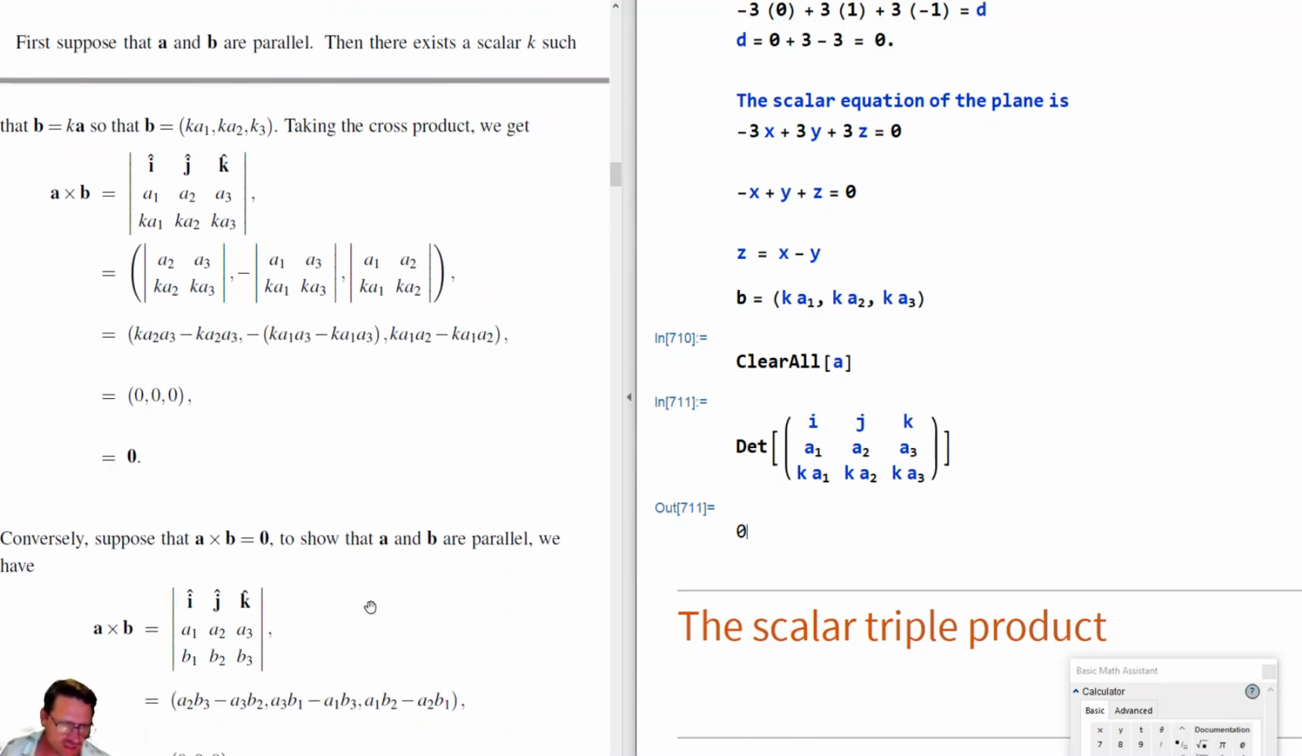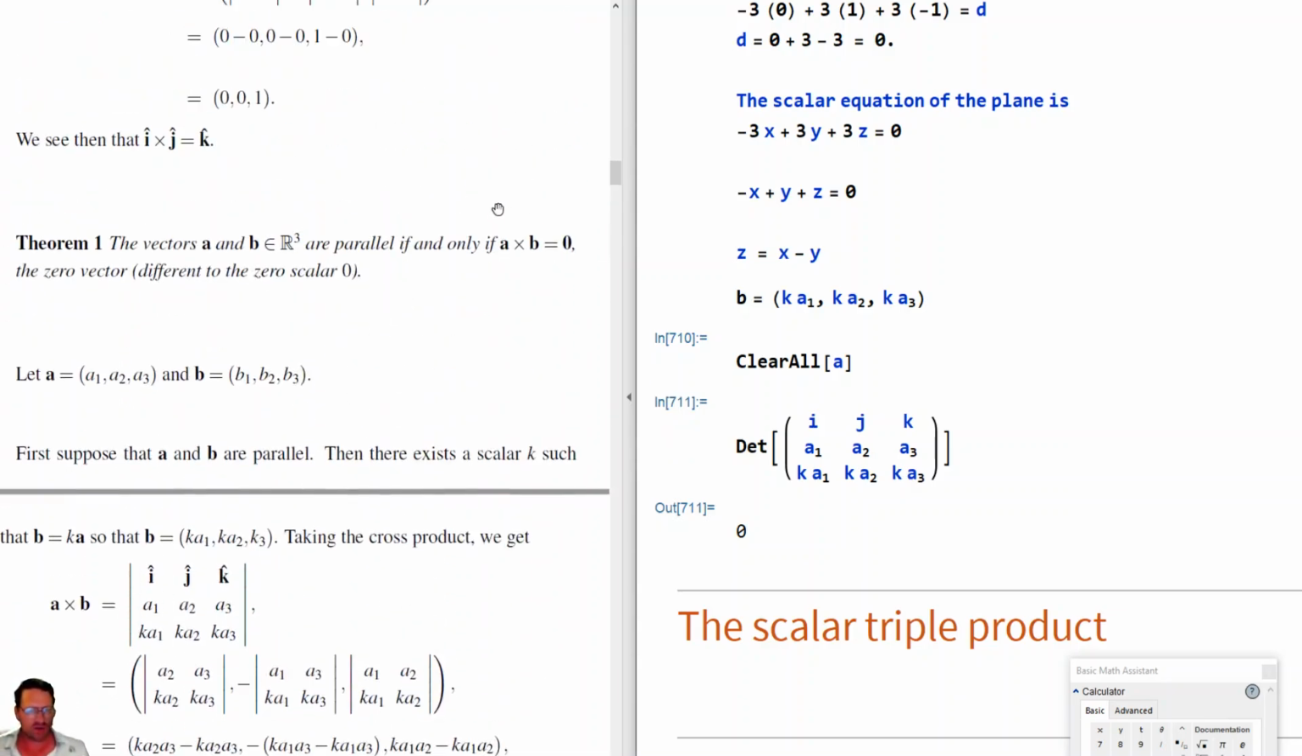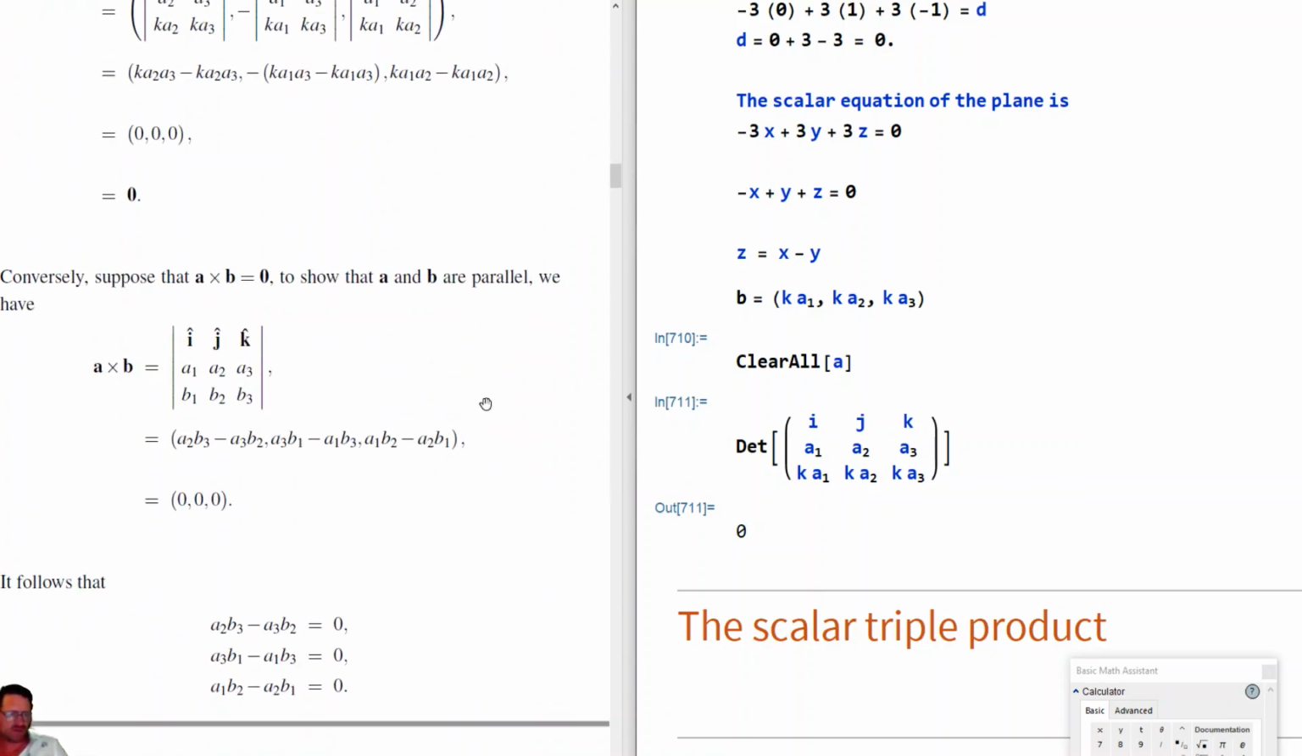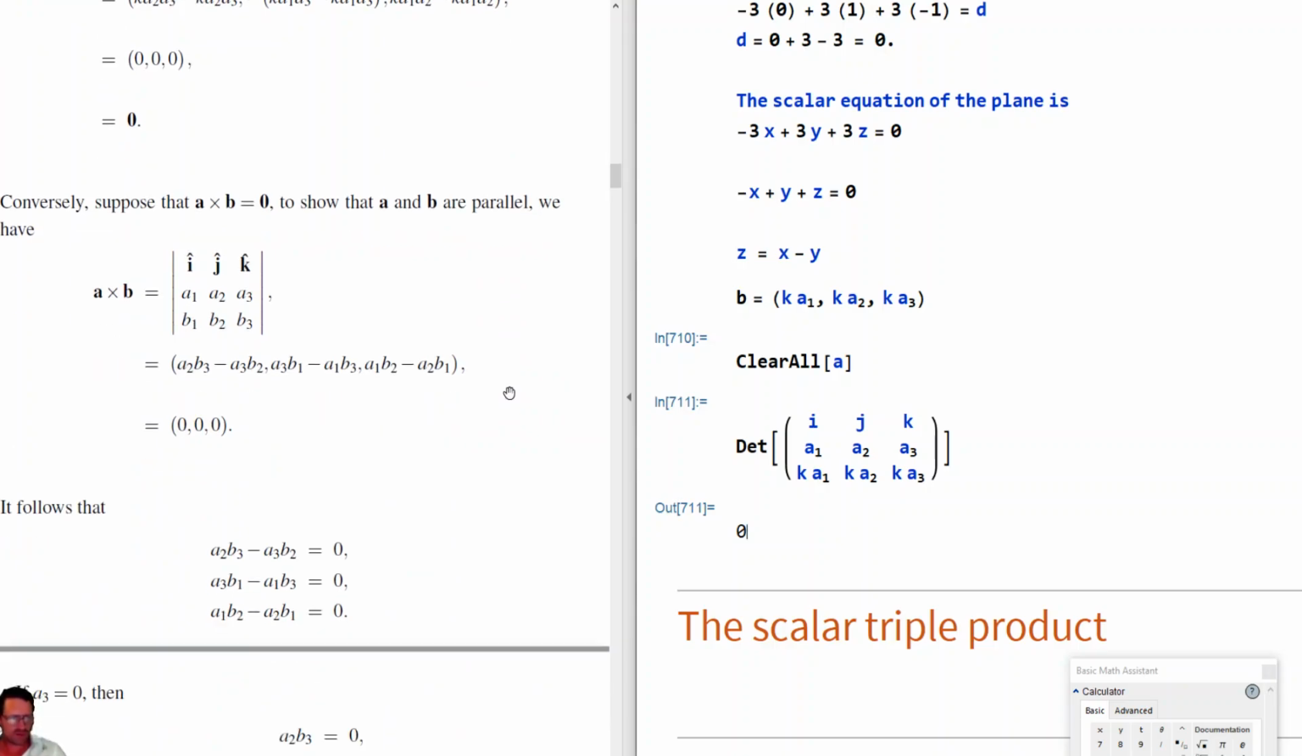Now, conversely, because remember, when you have if and only if in a statement, the way to read that is, if A and B are parallel, then A cross B is 0, and if A cross B is 0, then A and B are parallel. So that's how you would read an if and only if statement. So let's go and do the converse now. Conversely, suppose that A cross B is the 0 vector.